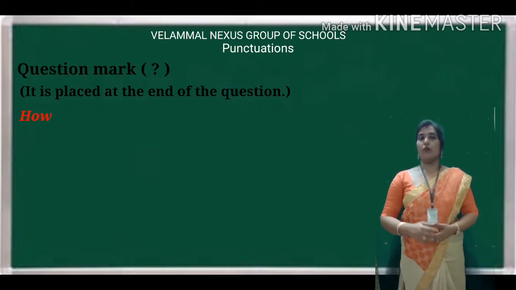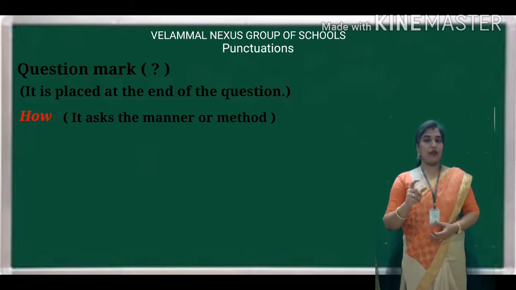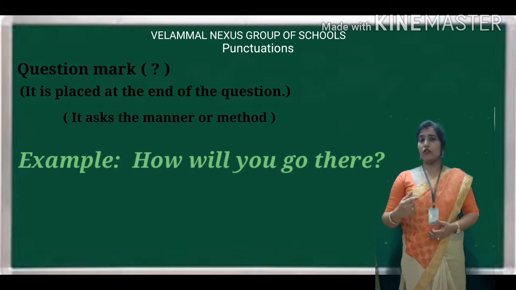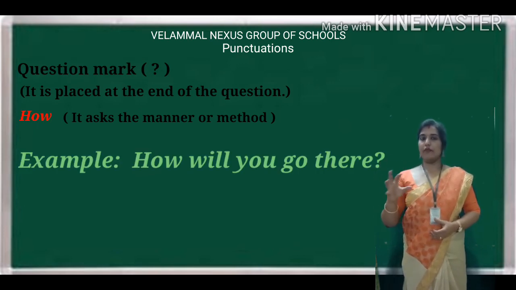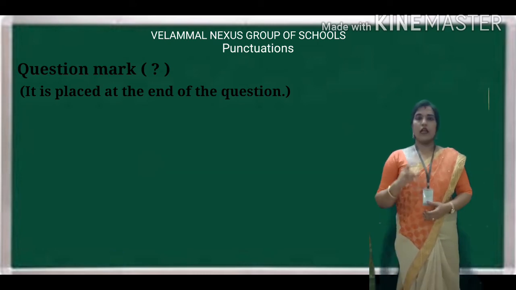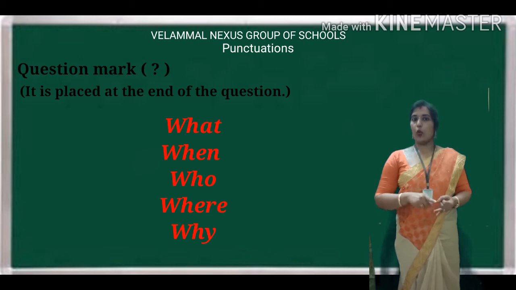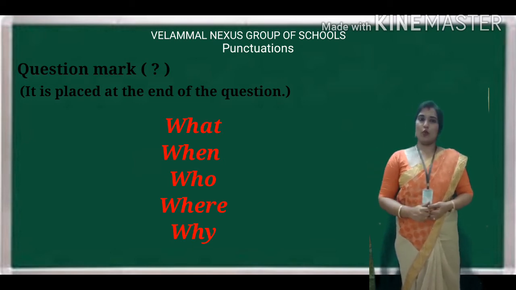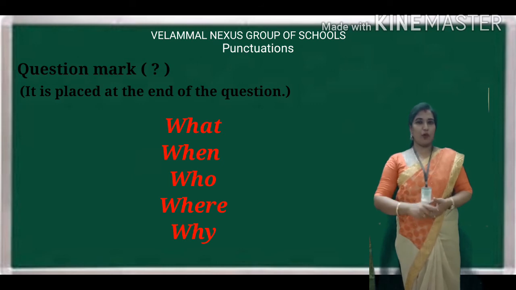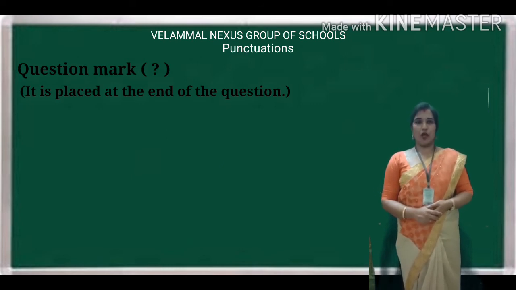Next one, how. How asks about the manner or method. How will you go there? So these are all the question words. Now the main 5 W's are what, when, who, where and why. Shall we see a small poem, children? Yes, a small poem with the 5 W's.